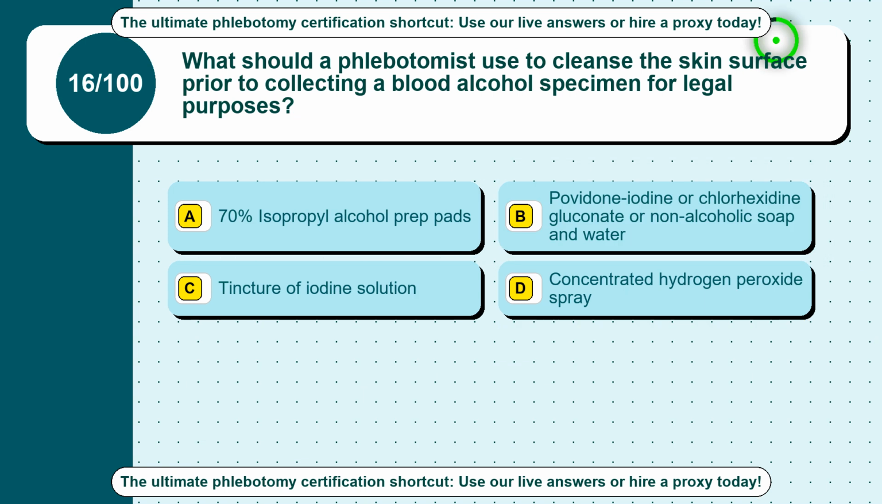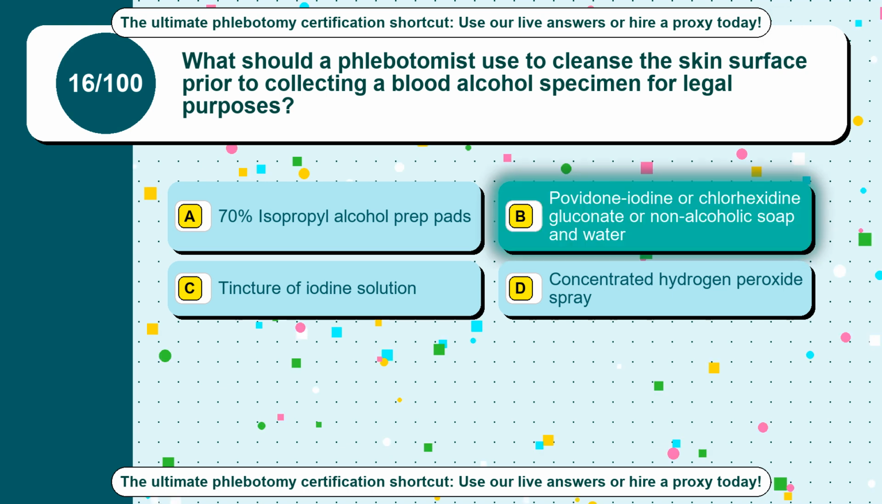Question 16. What should a phlebotomist use to cleanse the skin surface prior to collecting a blood alcohol specimen for legal purposes? Option A. 70% isopropyl alcohol prep pads. Option B. Povidone iodine or chlorhexidine gluconate or non-alcoholic soap and water. Option C. Tincture of iodine solution. Option D. Concentrated hydrogen peroxide spray. The correct answer is option B. Povidone iodine or chlorhexidine gluconate or non-alcoholic soap and water.